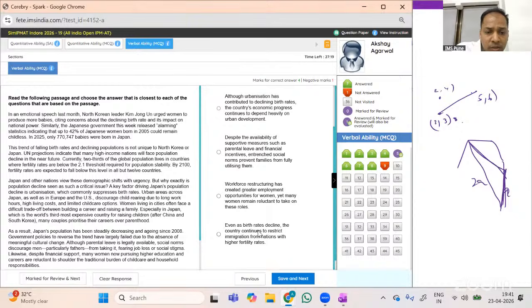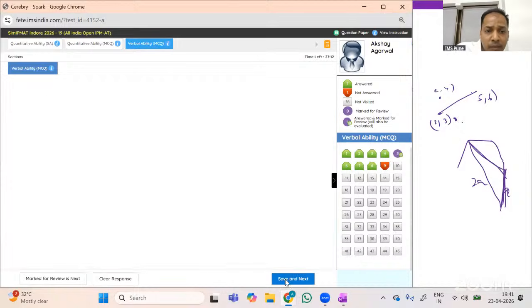That's the reverse. Even as birth rates decline, the country continues to restrict immigration from nations with higher fertility rates. Nothing is mentioned as such. The answer is option B.